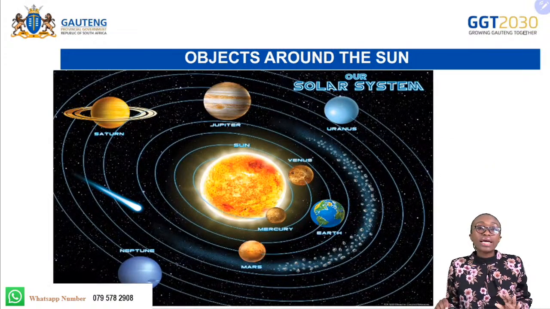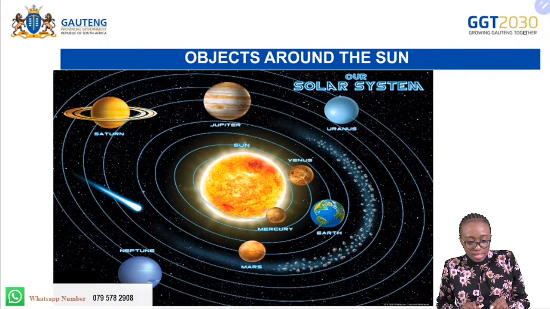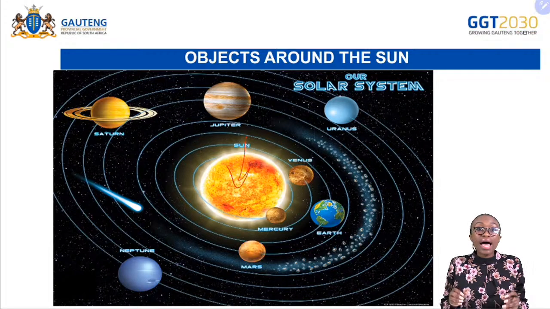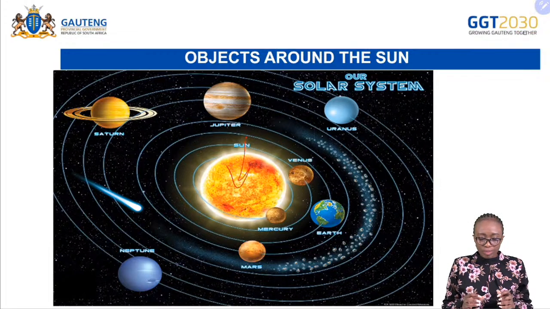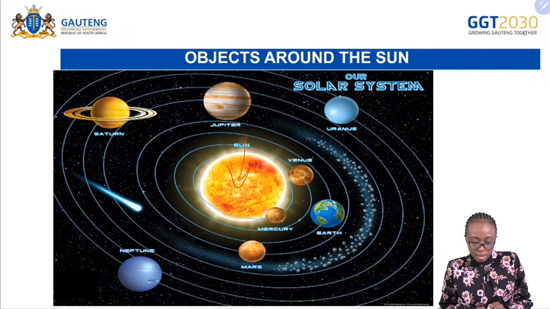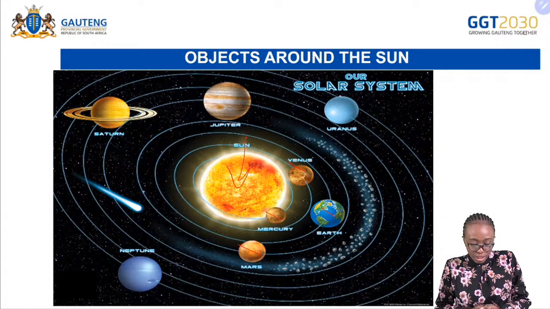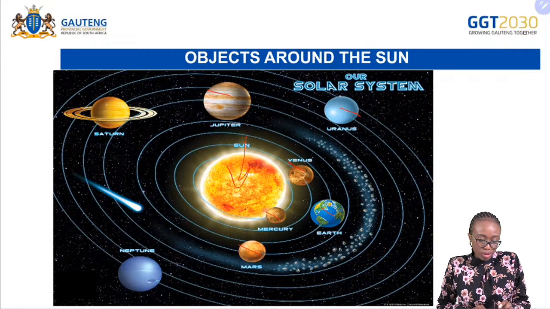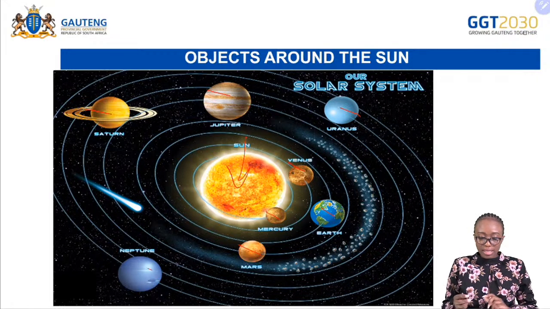So now let's look at a picture of our solar system. We have the sun here in the middle. We said the sun is at the center of the solar system, and then we find other objects around the sun, and some of these objects are planets. We'll look at the planets. There's Mercury, Mars, Earth, Venus, Uranus, Jupiter, and Saturn, as well as Neptune.